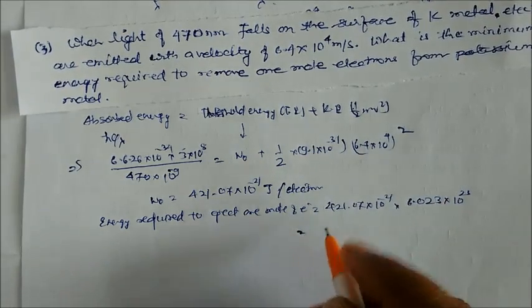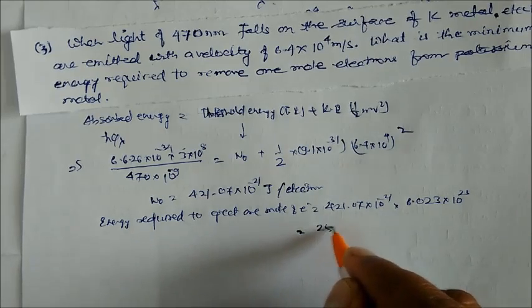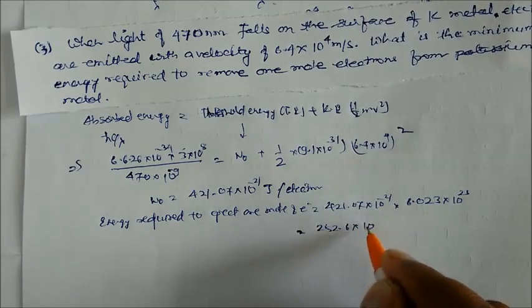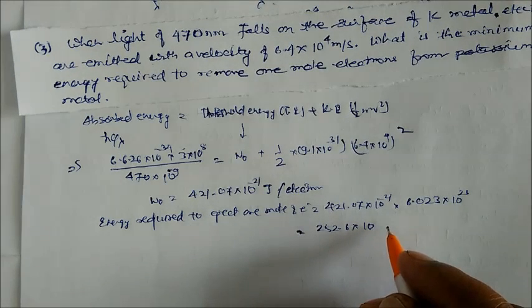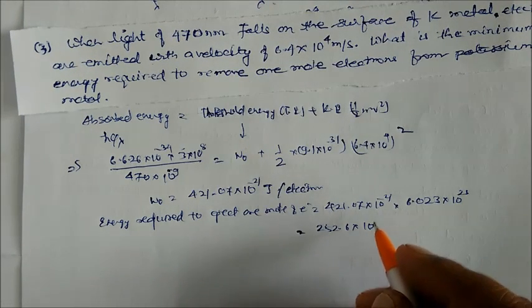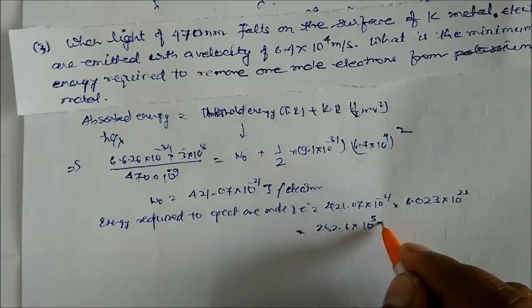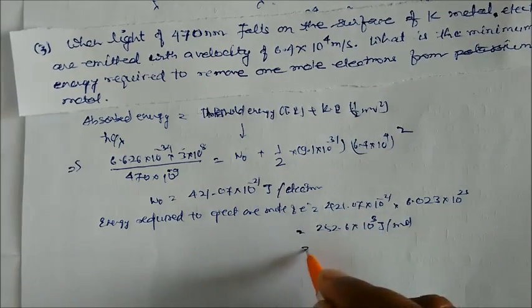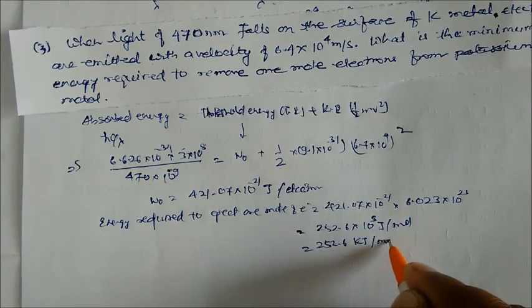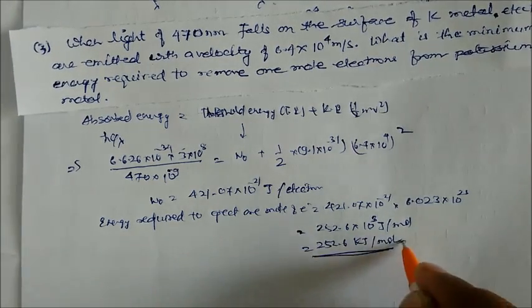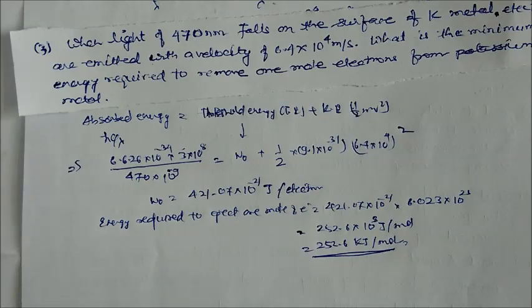So on solving you will get here 252.6 into 10 to the power 3 joule per mole, or we can write here 252.6 kilojoule per mole. So this is our answer.